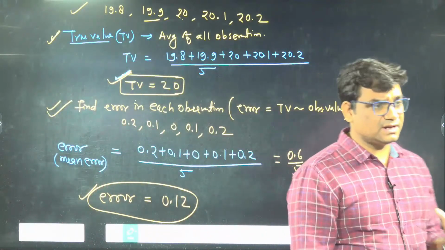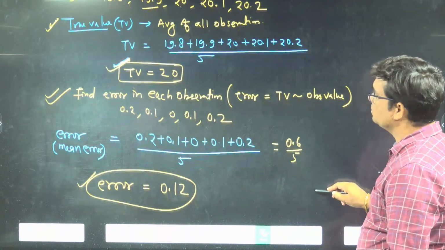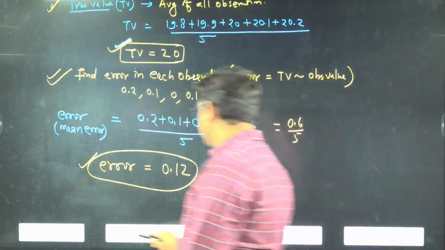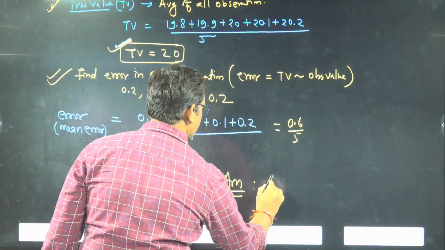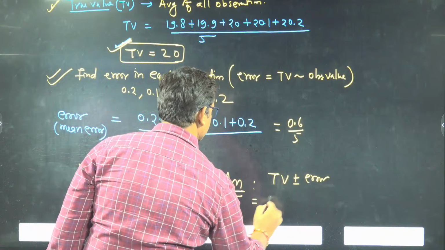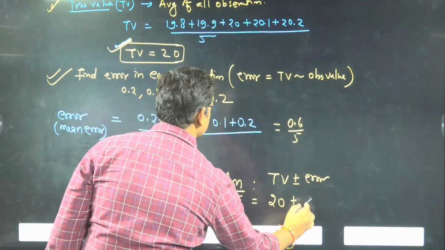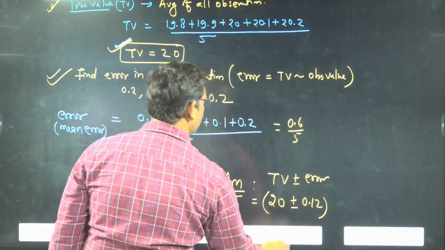After that, what you will write? You have to write the answer. And how you will write answer always? Answer you have to write always like this. Every time you will write answer as true value plus minus error. So we can say this becomes true value 20 plus minus how much? 0.12. Is there any problem?